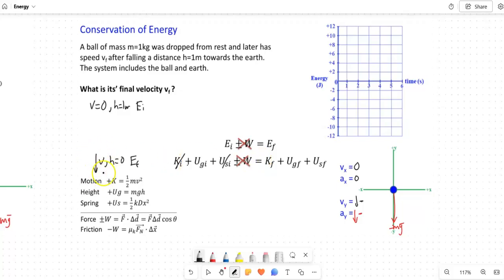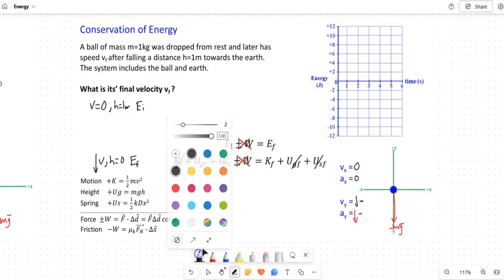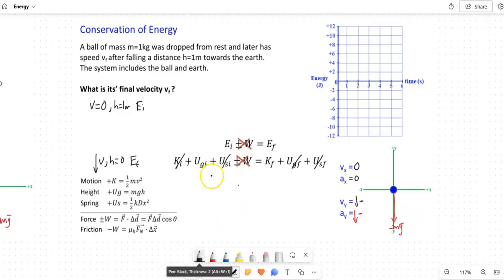Now let's think about the final energies. Is it moving in the end? Yes. Does it have a height off the ground? No. Is there a spring touching it that is compressed or stretched? No. So the initial energy is all just potential energy due to gravity, and the final energy is all just kinetic energy.